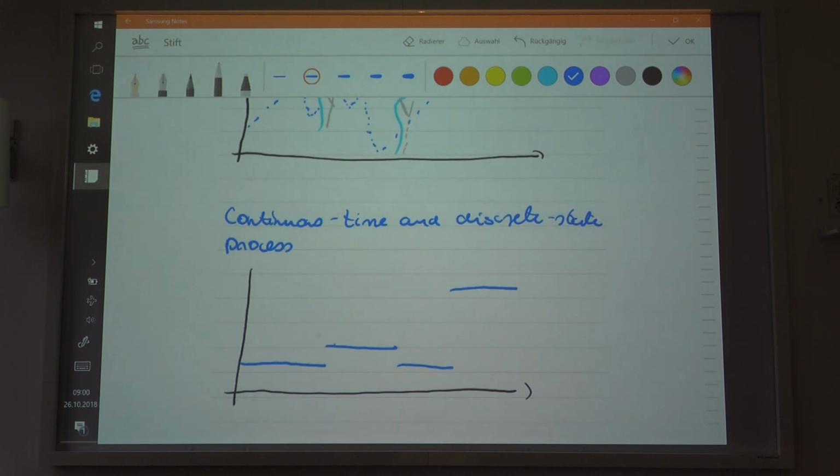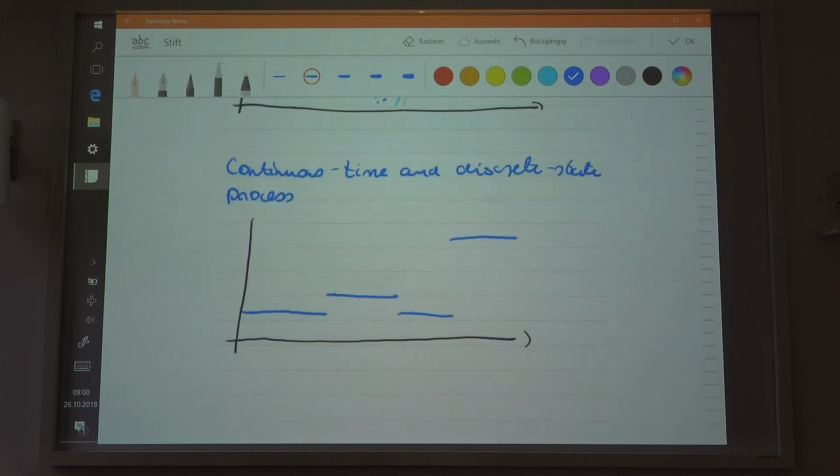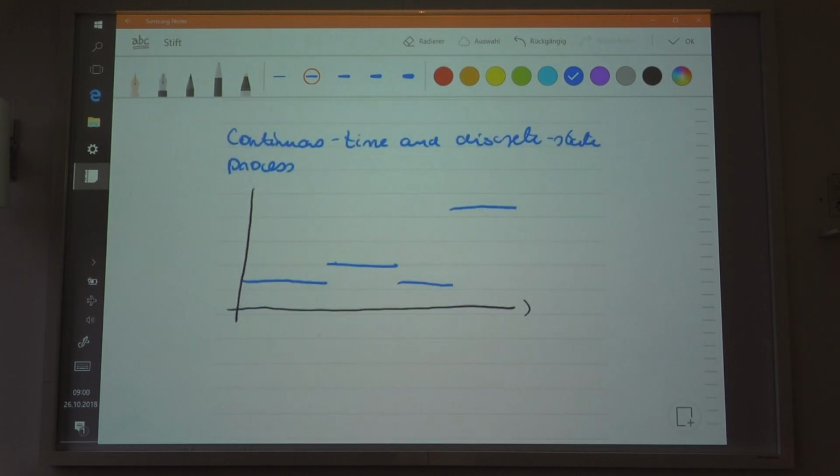And the last one, namely the discrete time and discrete state process, is the same thing as here, but with the time being interrupted at certain points. So let's say the continuous time and discrete state process is blue, and the discrete time and discrete state process is represented by these dots here.